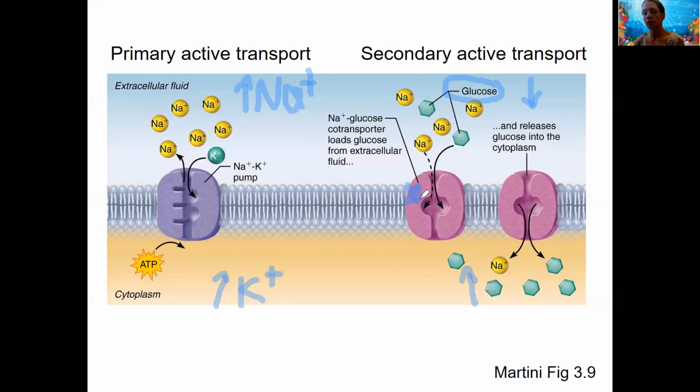We want to be able to move glucose in, so we're going to use co-transport. Both sodium and glucose are moving in together. That is called co-transport. This is spontaneous. Why? Because there's high sodium outside and low sodium inside, which creates a drive for sodium. The drive for sodium is this way, and it's going to pull glucose with it.